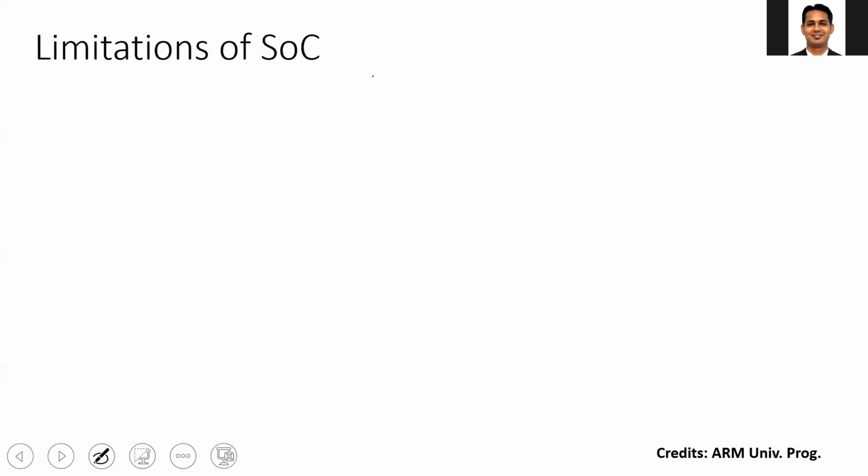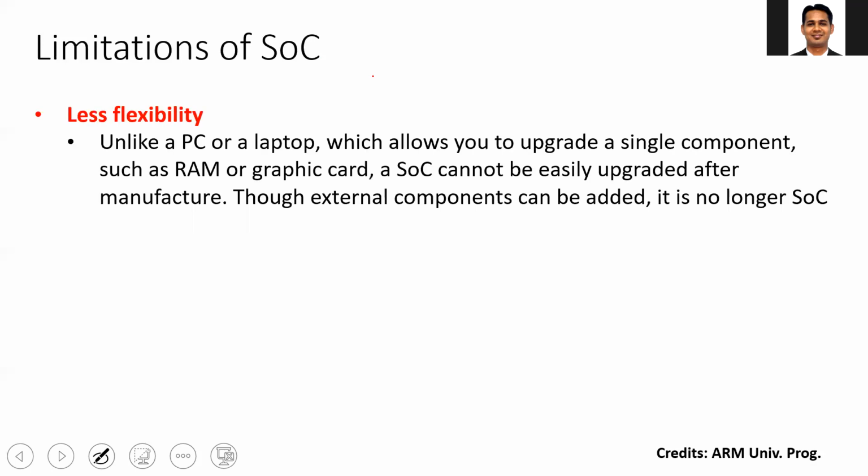But then what are the limitations? Inside the SoC, everything is fabricated and put inside the chip, so it is very difficult to change something. You have very little flexibility. For example, in our laptop and desktop, which are systems on board, you can always add external RAM or an external SSD to improve performance. But inside a system on chip, once your on-chip memory is decided, you can't add to it. You can add it externally, but then it is no longer a system on chip; it's a system on board.